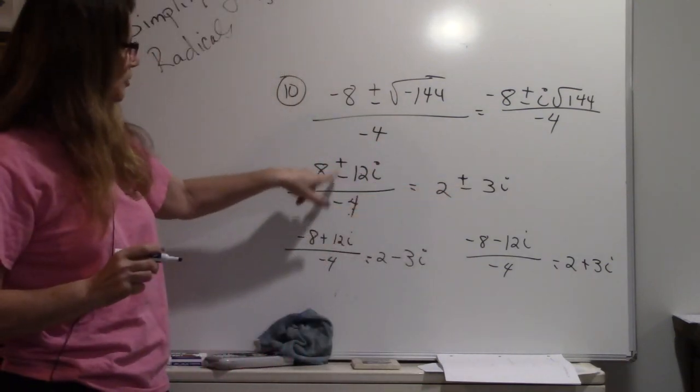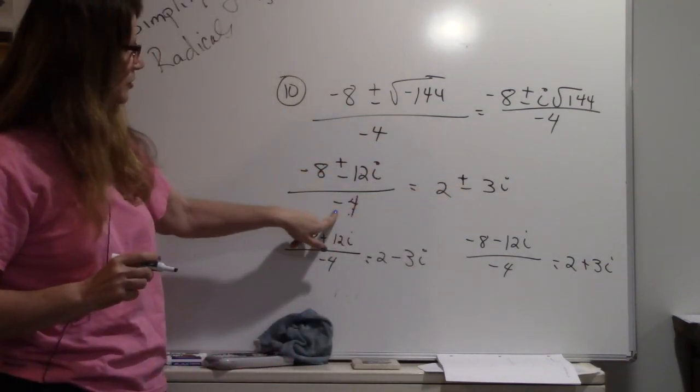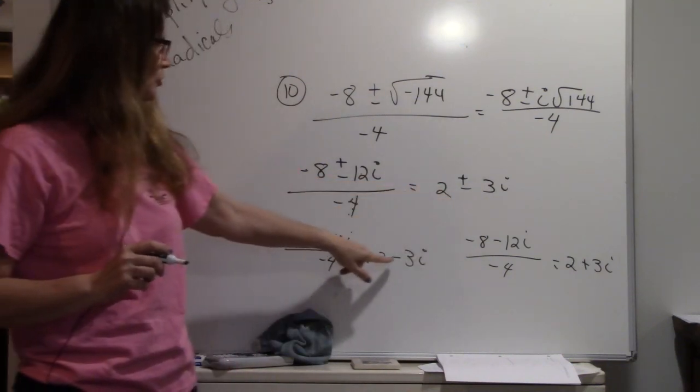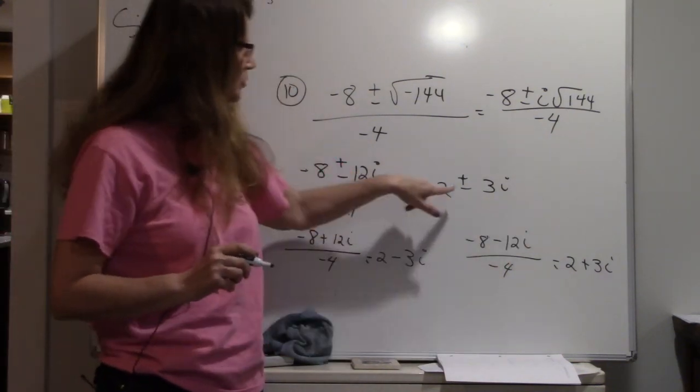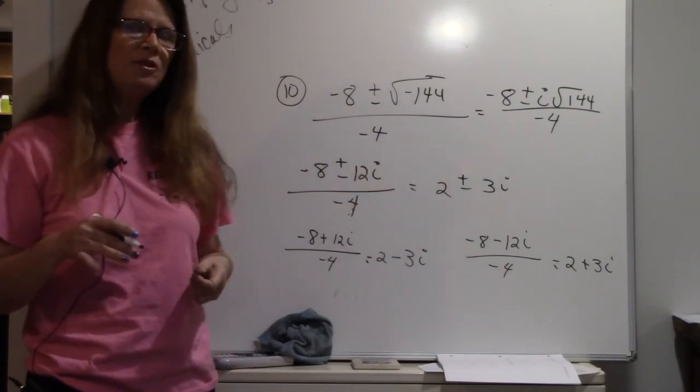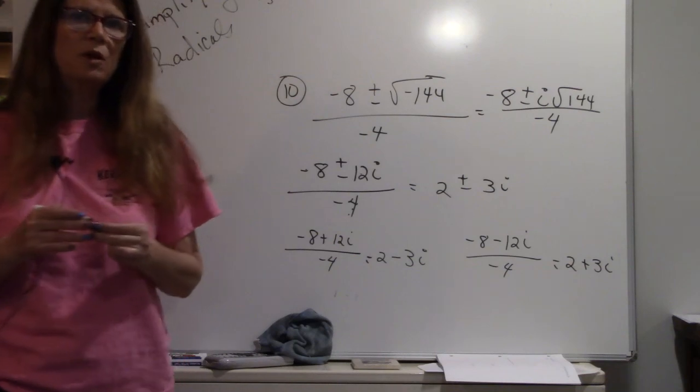So anytime you have plus or minus here and you have positive or negative here, you're still going to end up with plus or minus. So 2 minus 3i and 2 plus 3i is the same as 2 plus or minus 3i. I'm going to stop this video and then we'll restart with the quadratic equation.